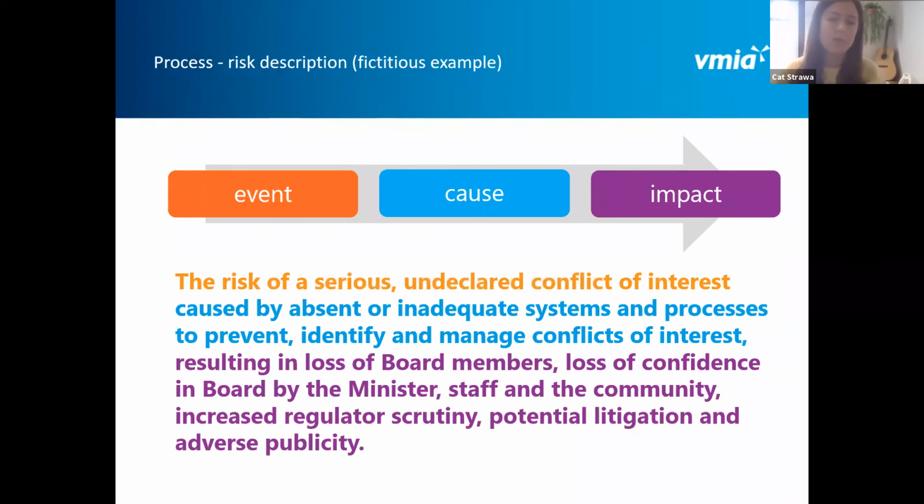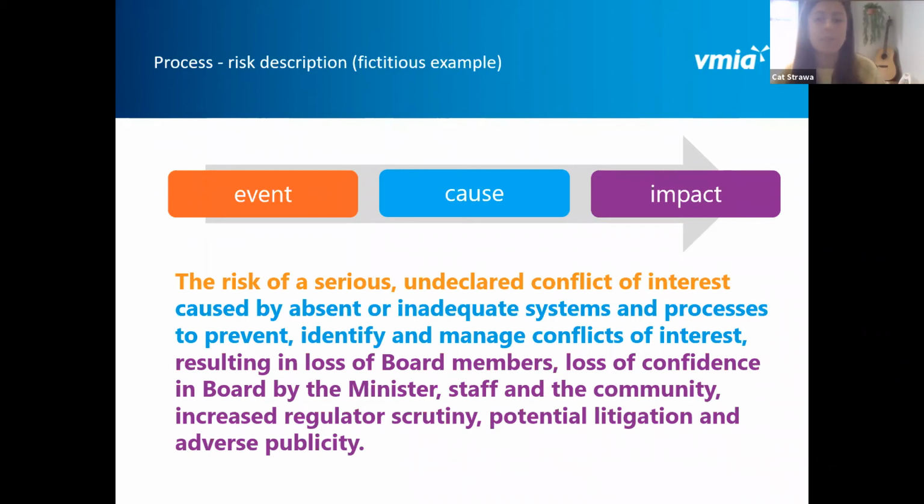That risk description on screen is in that cause, event and impact approach. We may be thinking about a particular objective in relation to this risk description, or maybe a risk category like governance and compliance, or something around fraud and corruption risk. And we've got that risk event listed first. We might be concerned about an undeclared conflict of interest happening. The causes we've listed next, about maybe our systems and processes being inadequate.